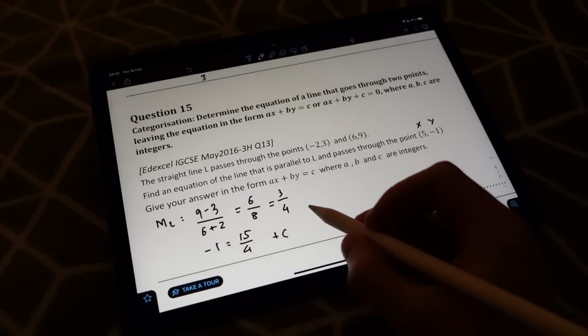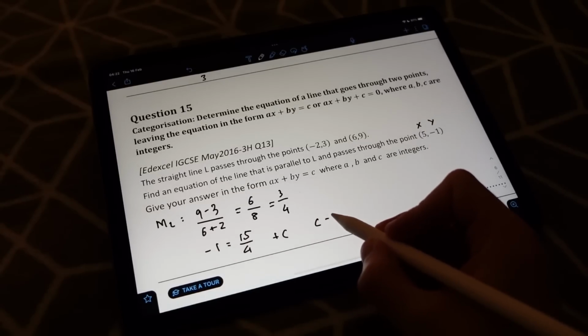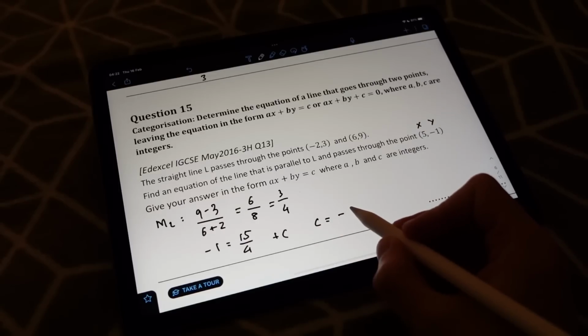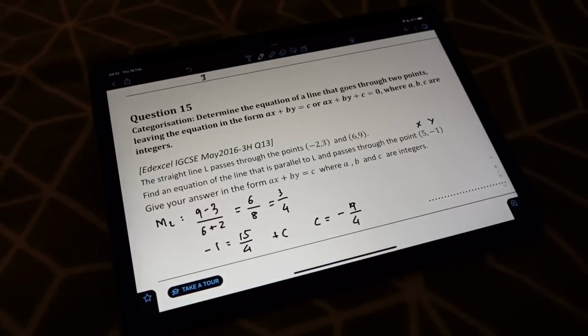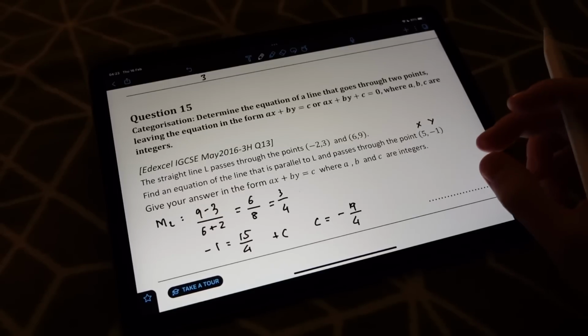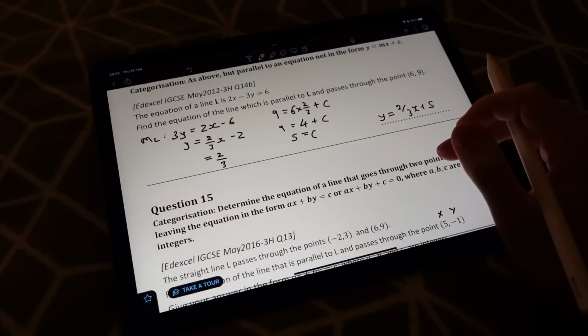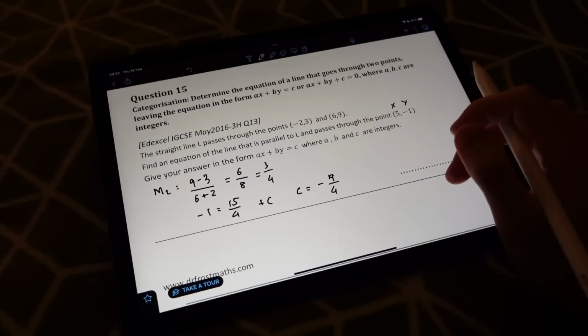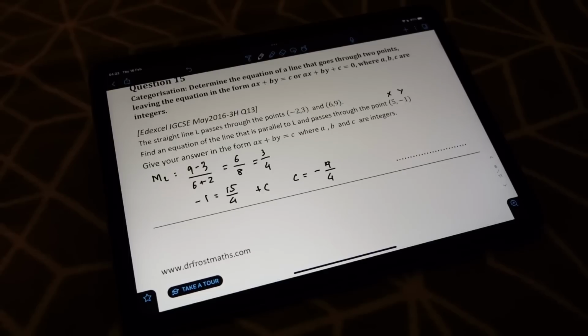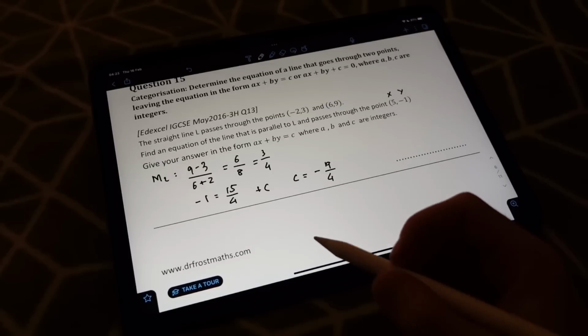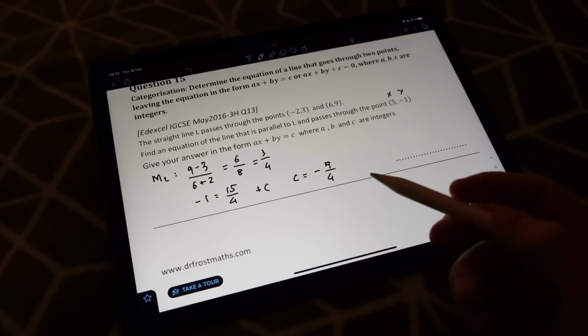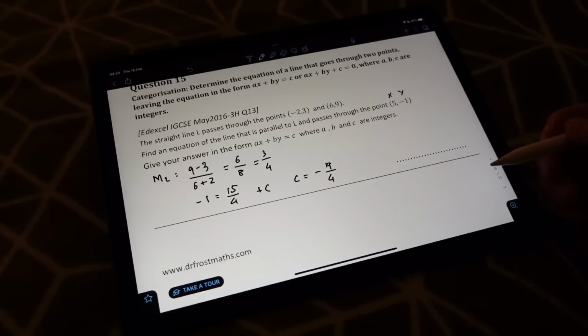When we add 1, we're gonna get c is equal to negative 19 over 4, which is really not nice. But you know, hey. And when we have that, we can put it into this form. So, y in this case, I forgot, they want it as integers. They want it as integers. So that's why they don't like it like this.